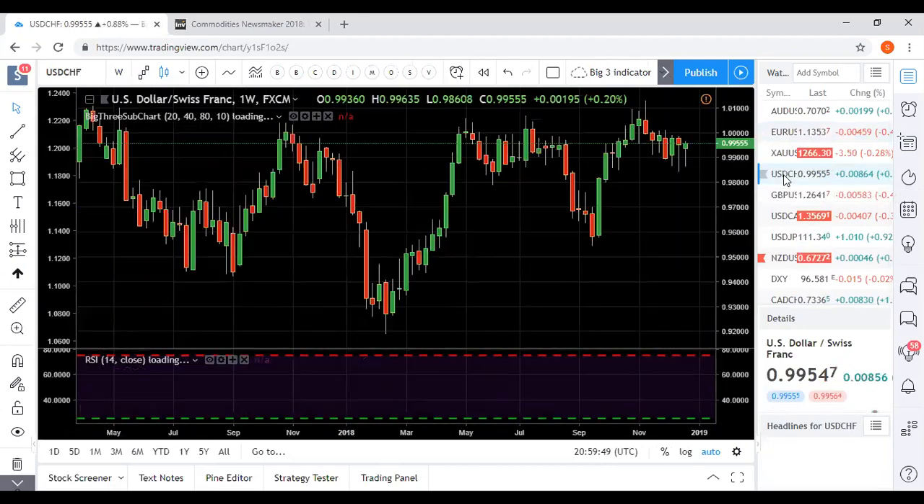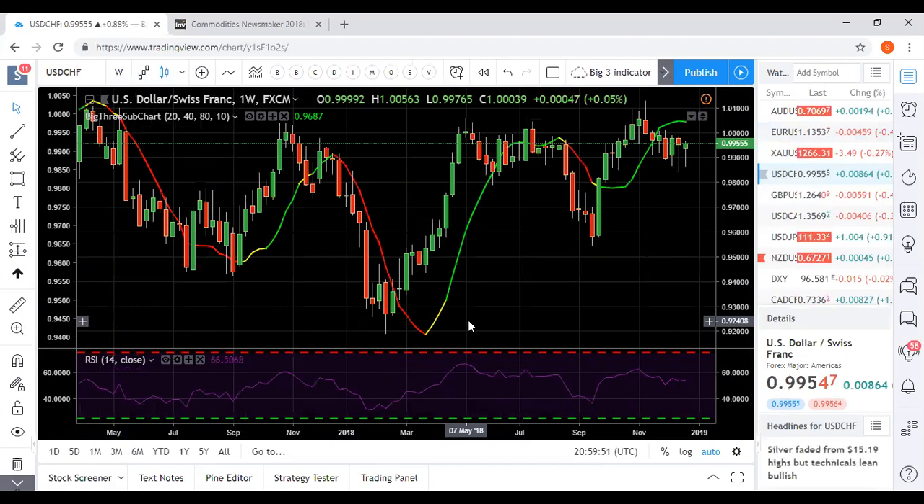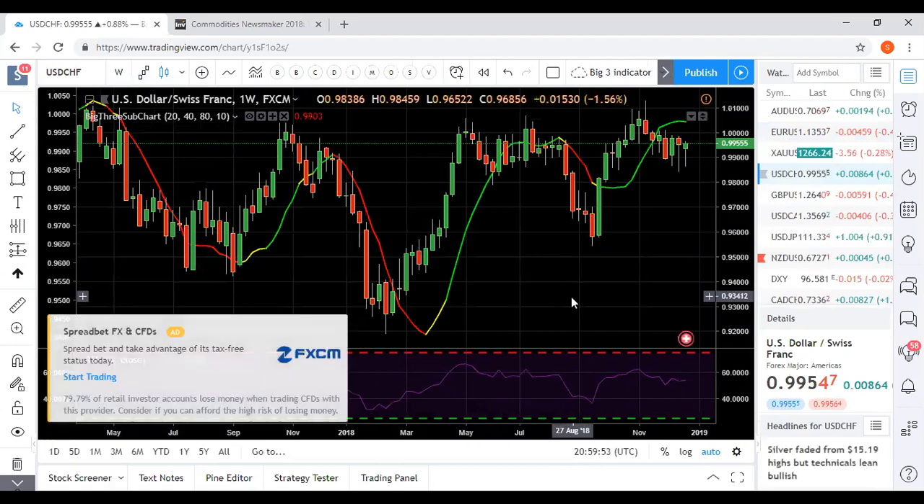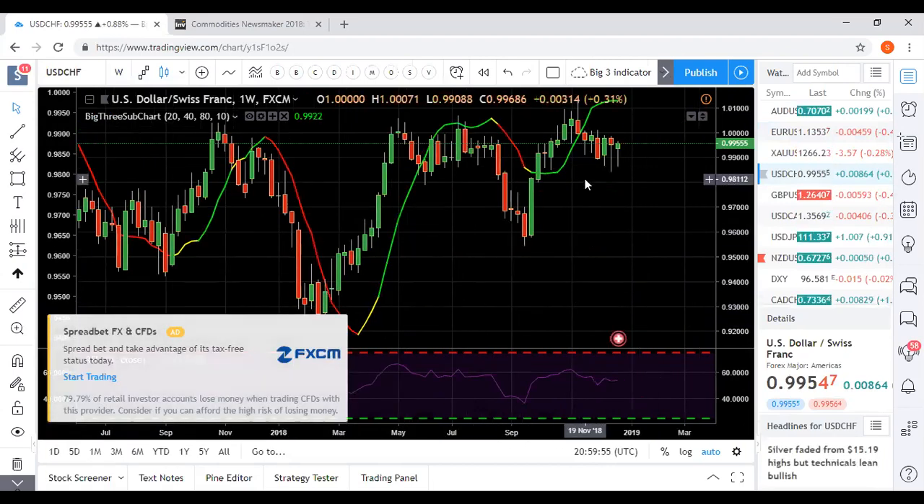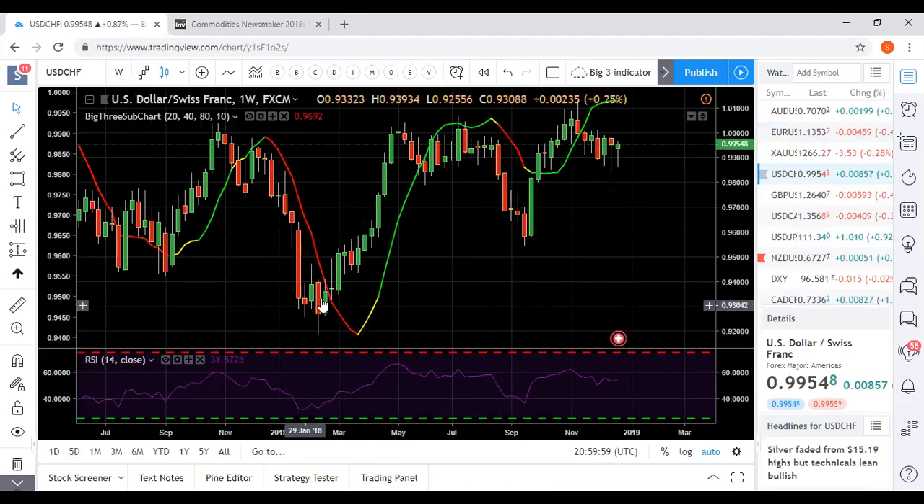Other ones, USD CHF. I mean, this one is another one. If I look at the weekly chart, as you guys can see why I use the weekly charts, right? It gives you a clear sense of direction, and it pretty much removes the noise. Pretty much we know what's going on, right?